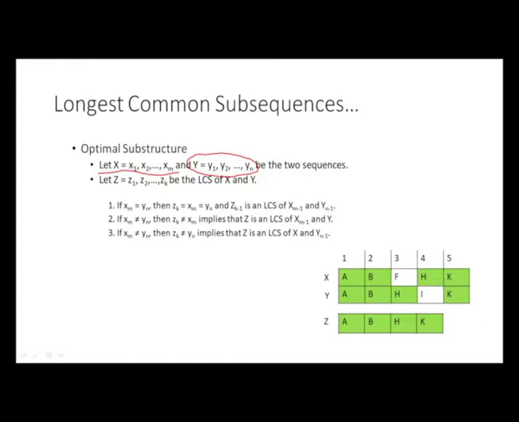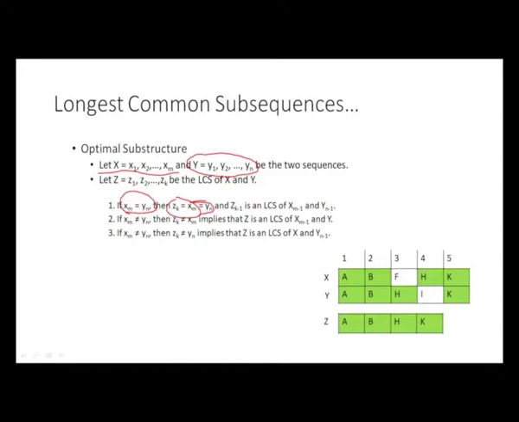So if you see the characteristics of this longest common subsequence, if xm is equal to yn, what does this basically mean? It means the last character of the first sequence is equal to the last character of the second sequence. So xm is equal to yn. Let's suppose it is the case. Then zk equals xm equals yn. What does this basically mean?